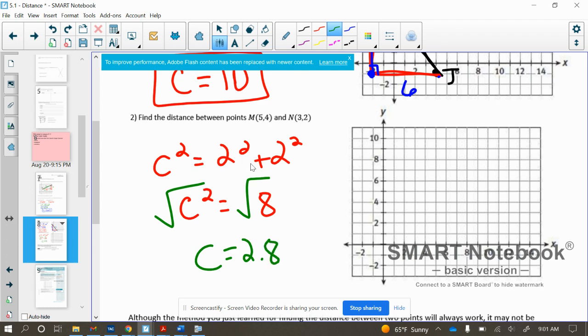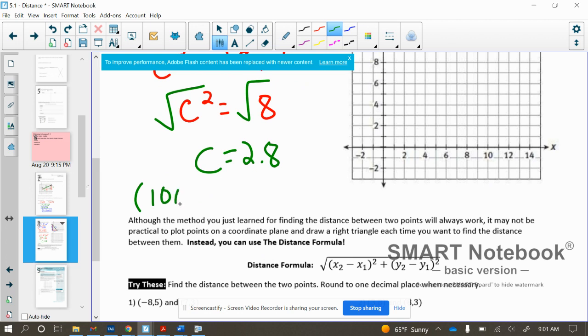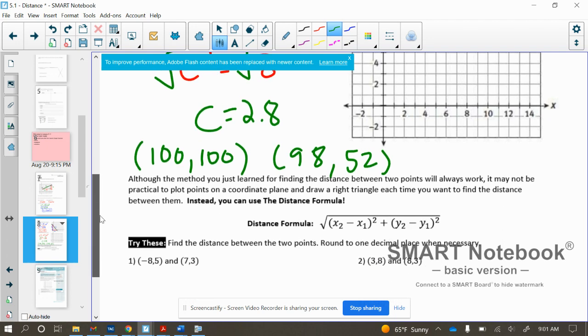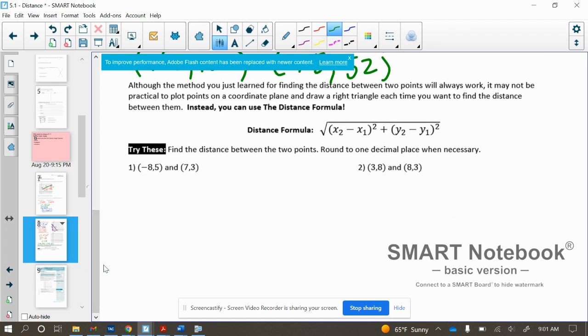Now, this is a useful tactic when we have points that graph. But what if I gave you 2 points that were like (100, 100) and (98, 52)? The distance between these 2 points isn't really going to be easy for us to graph necessarily, right? We'd have to create a really, really, really big graph. So that's where the distance formula is going to come into play. So the distance formula allows us to do the same exact thing that we were doing with the Pythagorean theorem. It's just very useful because we don't necessarily have to graph.